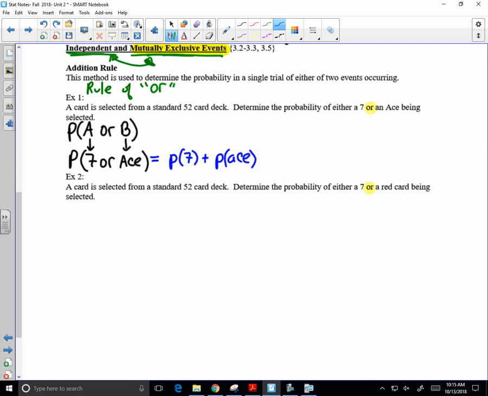All right. We knew addition had to come into play because it's called the addition rule. So that kind of makes sense. There's 4 7s in a deck. There's 4 aces in a deck. So there's a total of 8 possible cards that you would want to have out of the 52.